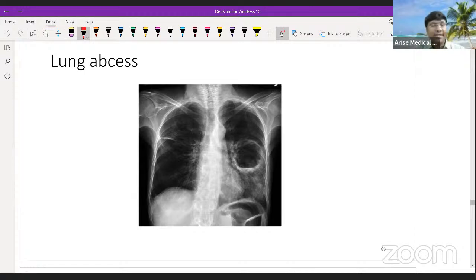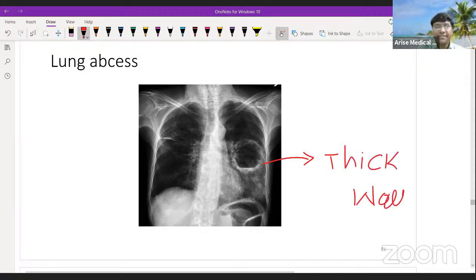Now you take the lung abscess. In case of lung abscess, that was the other option in our question. In lung abscess, you have a chest X-ray, right? You have an abscess in the center, and this is the presence of a thick wall around the abscess. Okay, so this is what is your lung abscess.